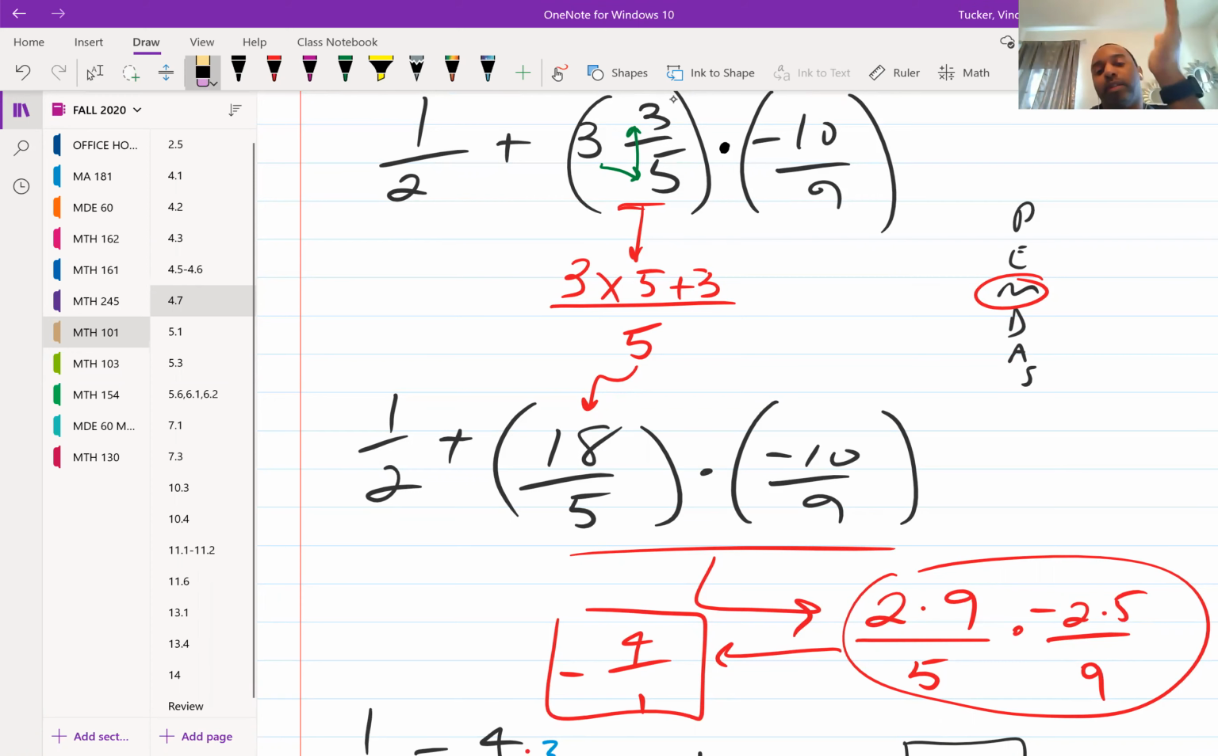Instead of multiplying 18 times 10 and 5 times 9, I broke down the 18, 10, and 9 first. So 18 is 2 times 9. 10 is 2 times 5. We have a 5 down there already, and I just left that 9 there because the 9 is in the 18. So those 9's cancel. 5's cancel. And down bottom, all we have is 1, so it's 1 times 1. And then up top, 2 times negative 2, which is negative 4.